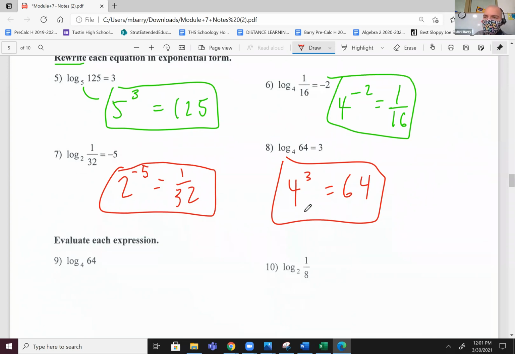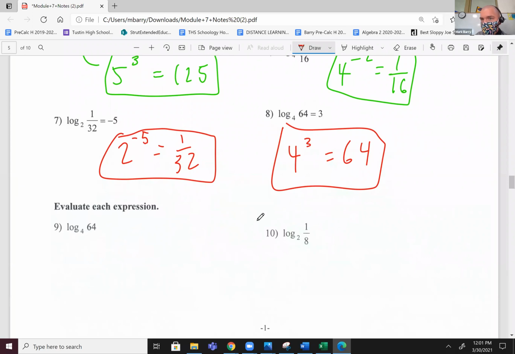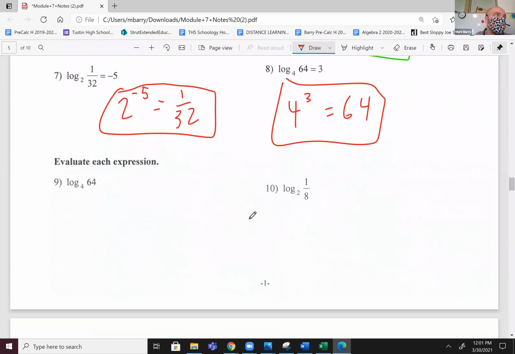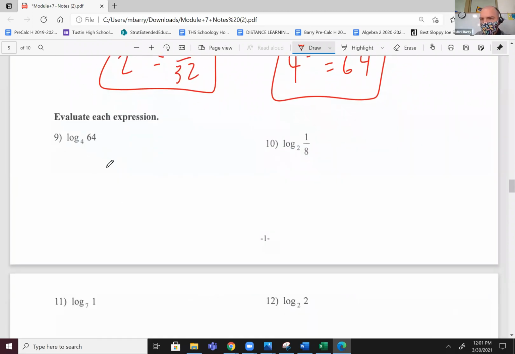Okay, awesome. So now we're going to shift gears a little bit here. It's the same basic idea, but we're going to evaluate these expressions here. Evaluate each expression. What that means is that these are usually going to have a number answer. So we have to figure out what number is log base 4 of 64, okay?